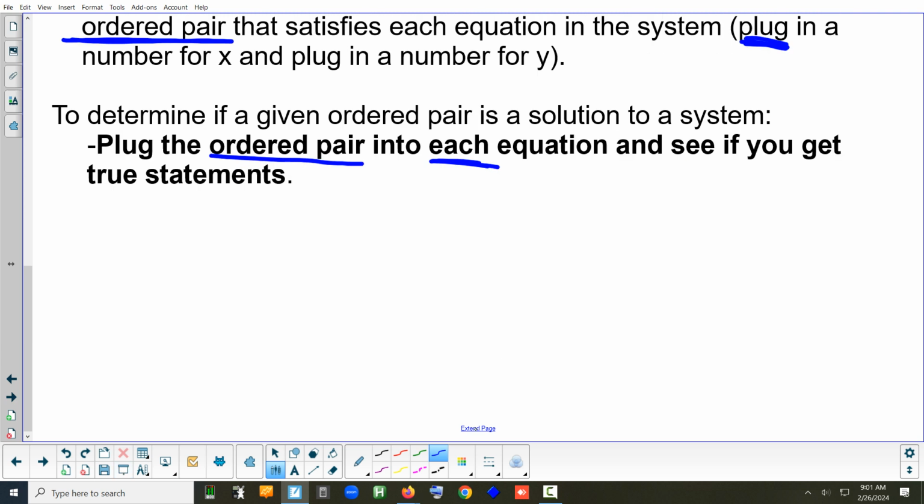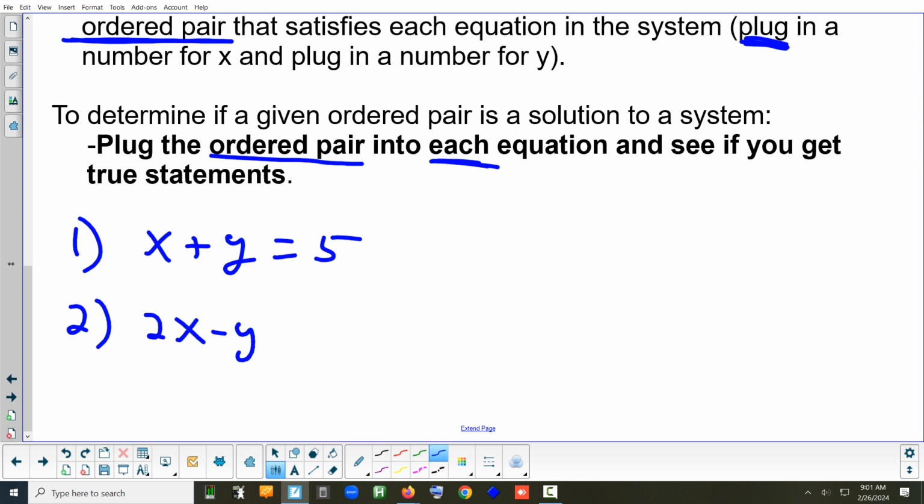All right, so let me make up a system. I'm going to make up an ordered pair, and let's see if it works. Since I'm going to do it in my head, I'm not going to make up a really complicated ordered pair or problem. It's going to be pretty simple. So let's say I gave you the equation x plus y equals 5. And then I gave you the equation 2x minus y equals 3. It's two different equations. They each have an x and a y.